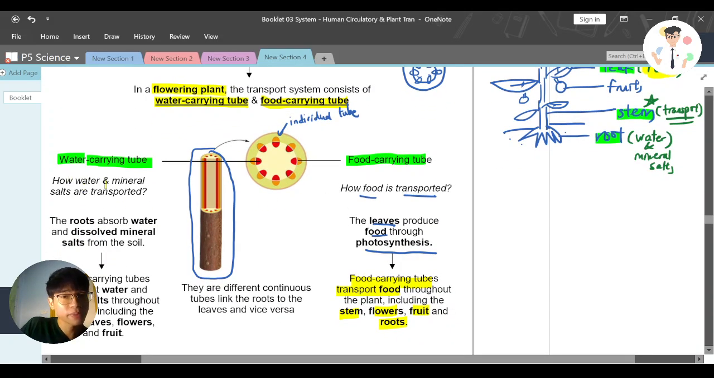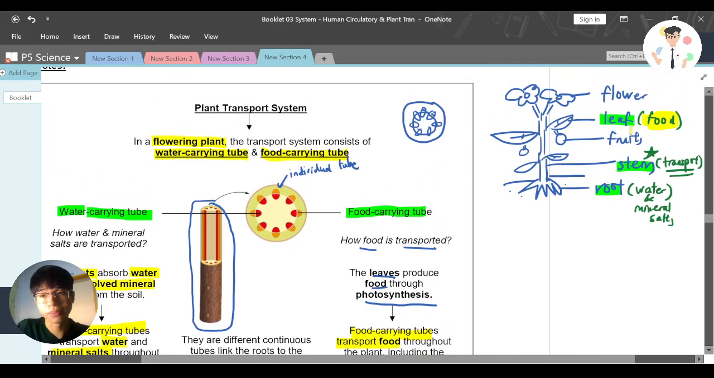Again, how water and mineral salts are transported. The roots absorb water and dissolve mineral salts from the soil. And the water carrying tubes will transport these items throughout the plant, which includes the stems, leaves, flower, and root. Teacher, how to memorize?